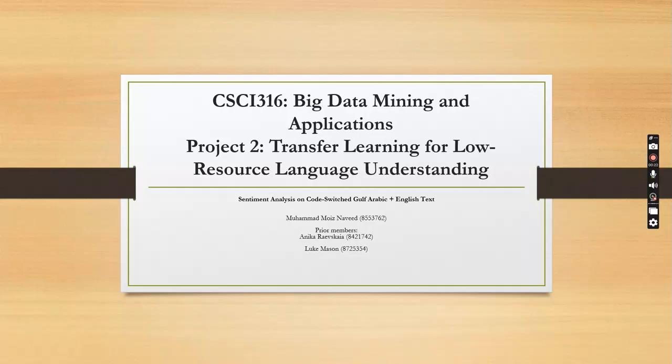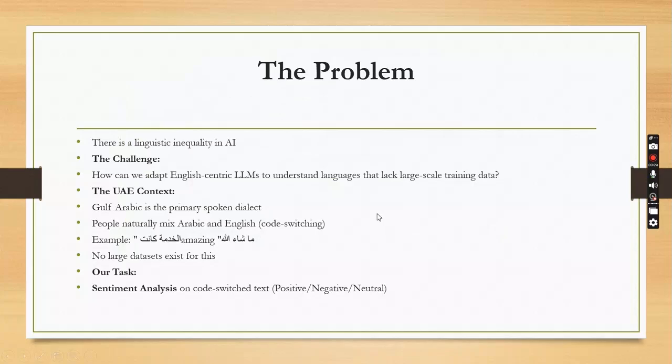So, okay, let's move on. So what is the problem over here? Now, there is a linguistic inequality of AI. How can we adapt an English LLM to understand languages that lack large-scale training data? Now, the thing is that there's a linguistic inequality.